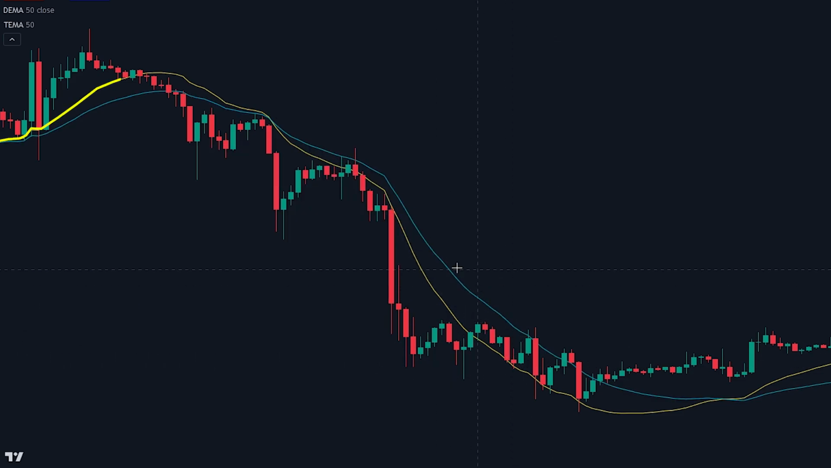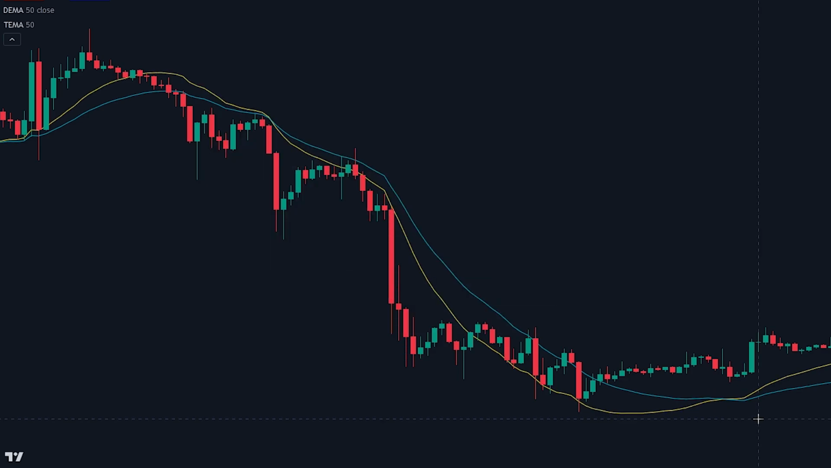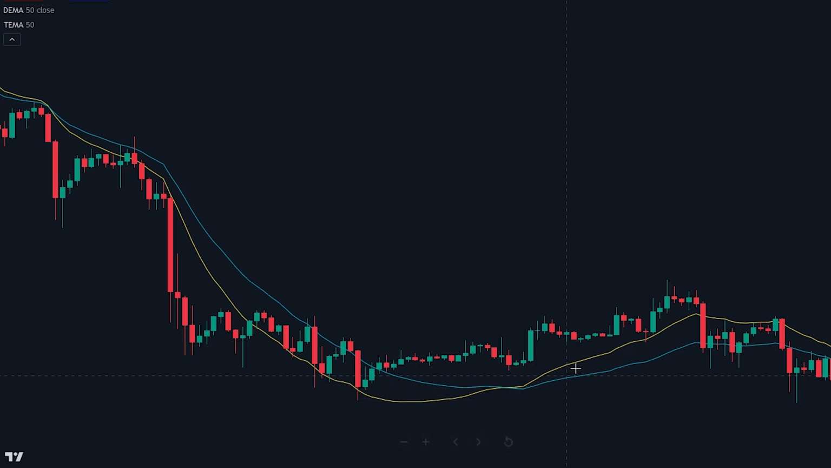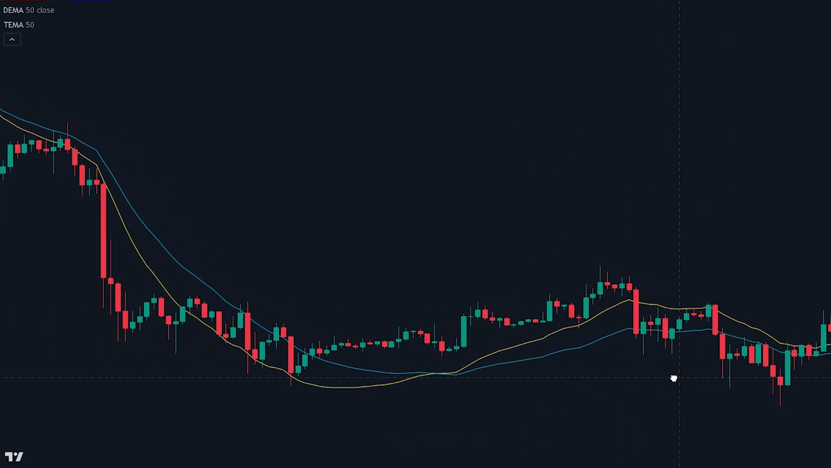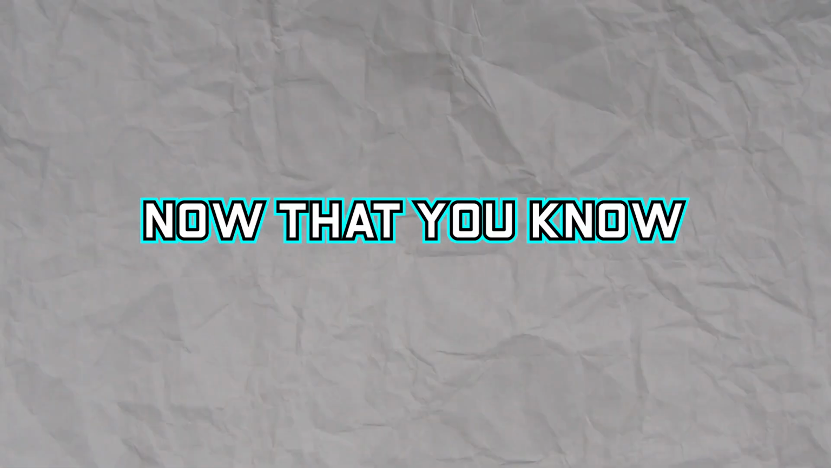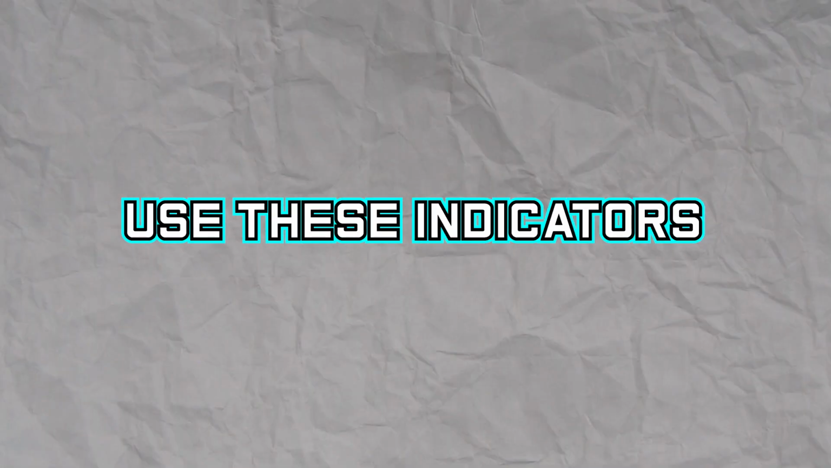The second indicator we added to the chart is the triple exponential moving average, also known as the TEMA. This indicator is a 3-period exponential moving average that takes the DEMA a step further by applying a second smoothing to the DEMA line. The TEMA provides even smoother and even more responsive signals, but can also be more susceptible to noise. This is why we have also added the double exponential moving average. Now that you know exactly how the indicators work, let's take a look at how we can use these indicators.